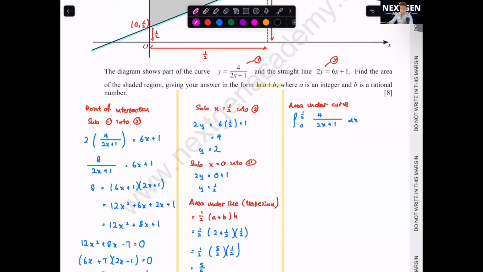This one, often students make mistakes. A common mistake is that students will go and change it to chain rule. That means you bring it up as 2x plus 1 to the power of negative 1, because you're thinking in terms of differentiation. Okay, this is how we identify. Yeah, very good, Ethan.